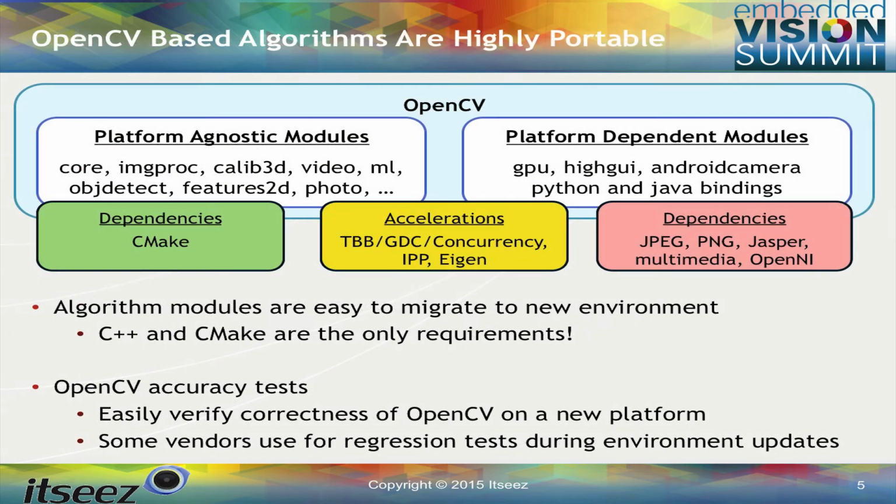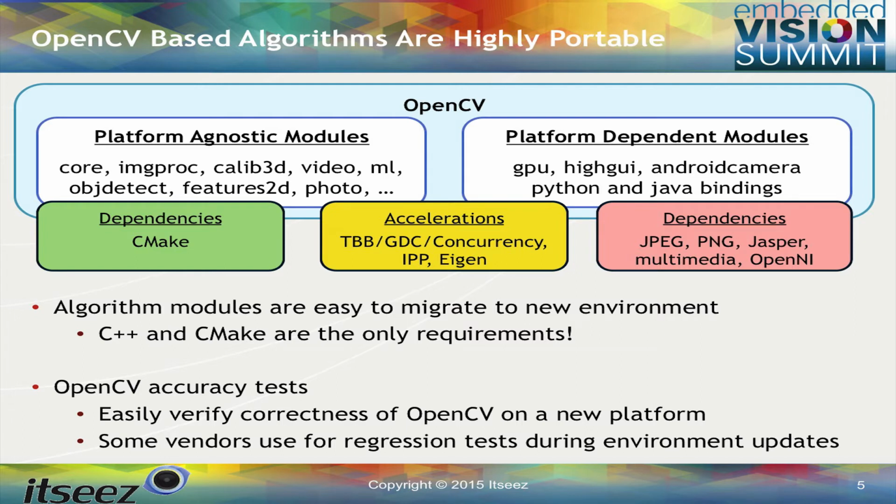Luckily, OpenCV as such and algorithms that are based on OpenCV can be quite easily migrated from platform to platform, and migrated from desktop to embedded, because OpenCV has only one strict dependency, which is CMake, to make the library. As soon as your platform supports C++, most of the processing modules are able to migrate to this particular platform.